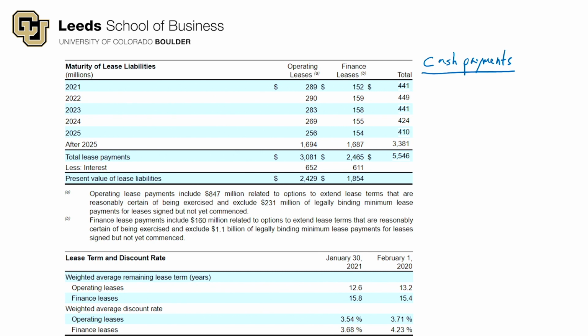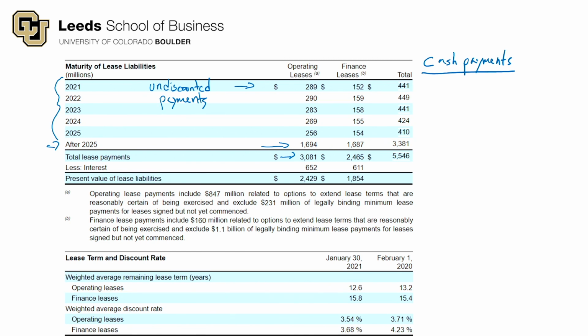So these are all future years here, 2021 and on, and then they just have a big section for after 2025. And these amounts that you're seeing here are just undiscounted payments. And these are just future payments that they'll have to make under operating and finance leases and in total. And then after 2025, you see there's a bulk of them. That's because many of their leases last more than 5 years, and so the bulk of the payments are happening after 2025. They'll have a total for all these undiscounted payments.